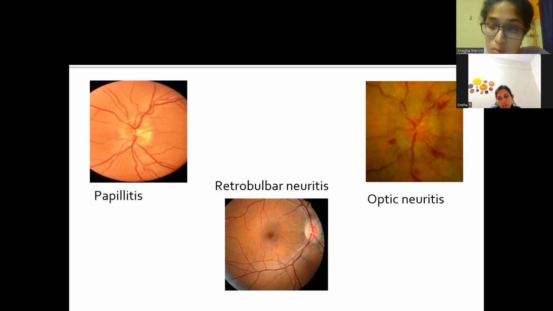Optic neuritis and retrobulbar neuritis are painful conditions. Okay, it's very painful. So only when you do the indirect ophthalmic examination of the retina and you see these conditions, then you can start with your differential diagnosis.